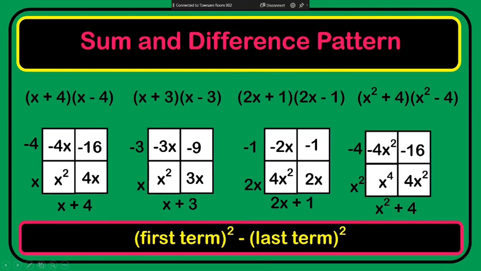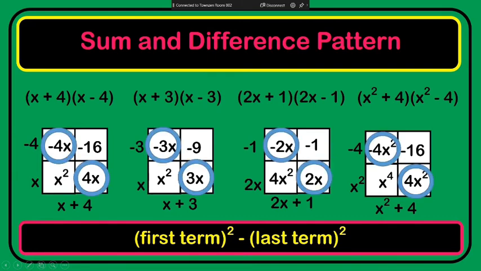And now, do you see a pattern? There should be a pattern that jumps out at you quickly. We have opposites in the boxes where we used to have terms that were the same.